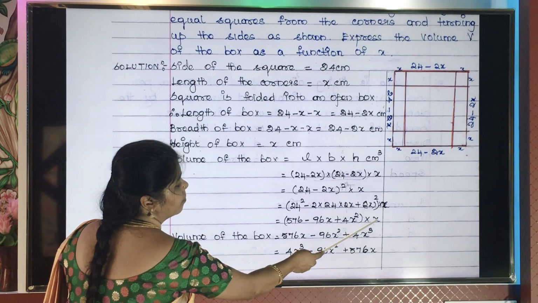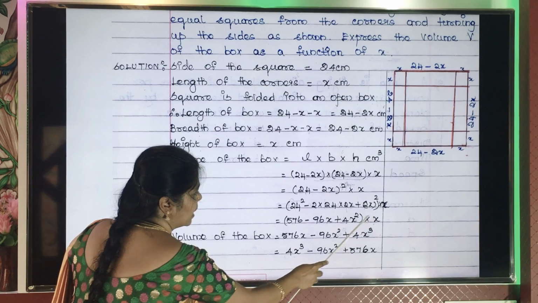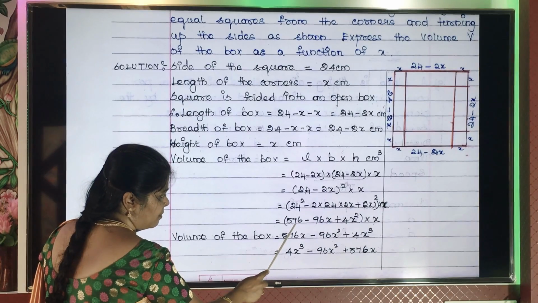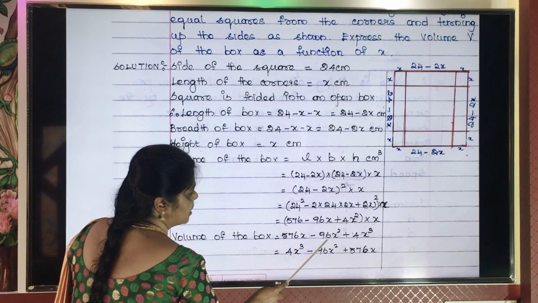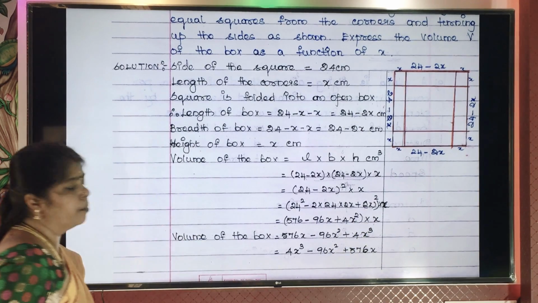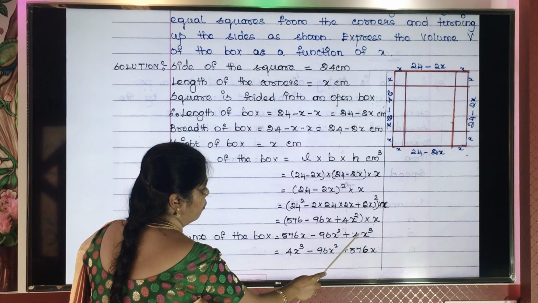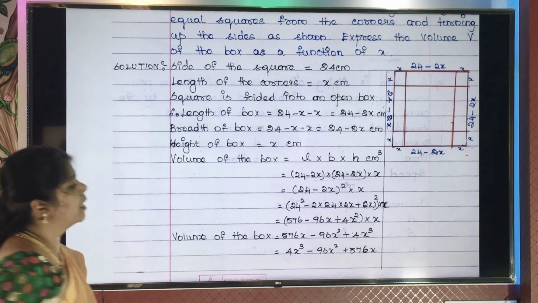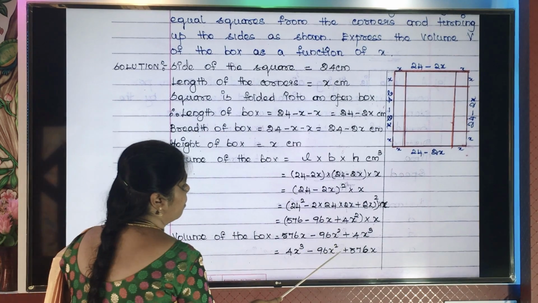X is behind and here the product symbol is there. So you need to take this x and then multiply with all these terms. It becomes 576 into x minus 96x into x, 96x squared, 4x squared into x is 4x cube. Now I will rearrange the terms. You get 4x cube minus 96x square plus 576x. This is the volume of the box.